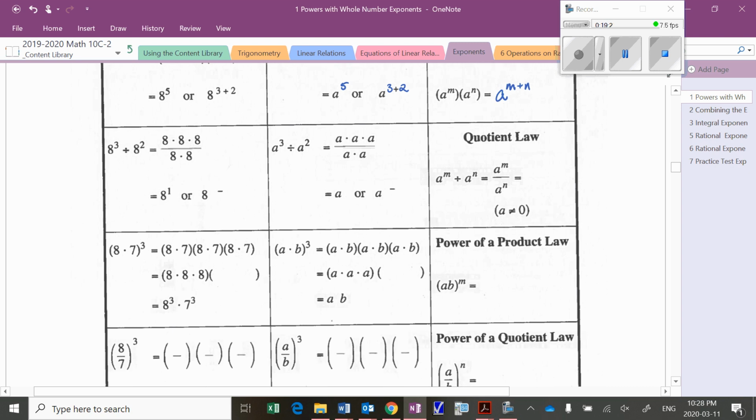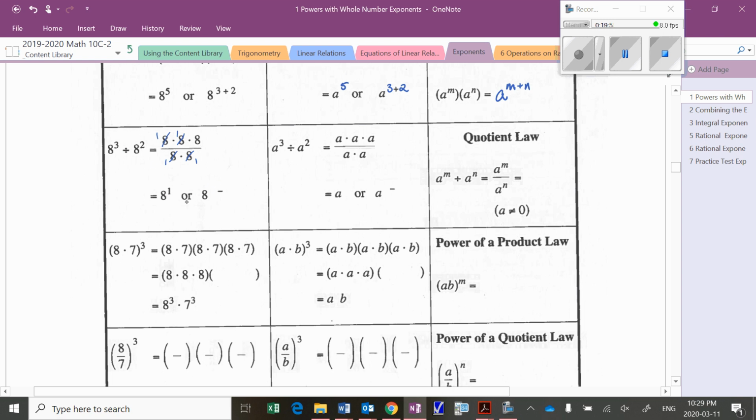Okay, 8 cubed divided by 8 squared is easier to see if we rewrite it in kind of fraction form. So our dividend 8 cubed expands to 8 times 8 times 8 divided by 8 squared, or 8 times 8. And so remembering that we could split these up and say, well, 8 over 8 is really just 1 over 1. So I'm just left with that single 8 over 1, or 8 to the 1.